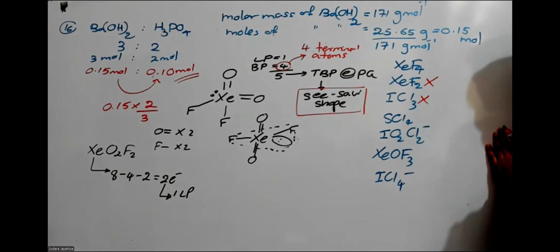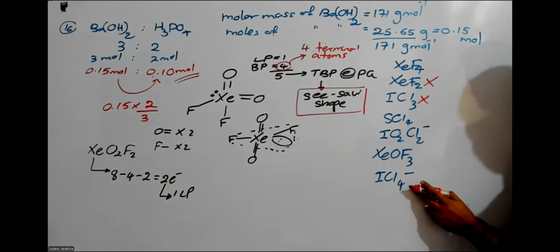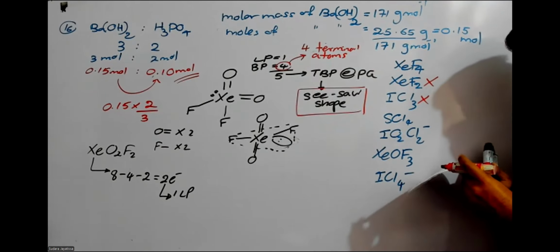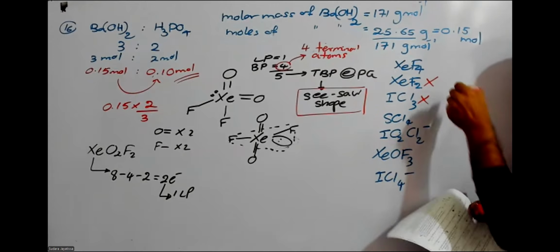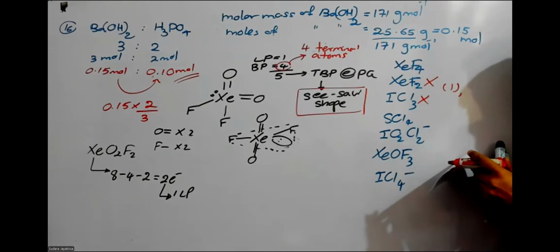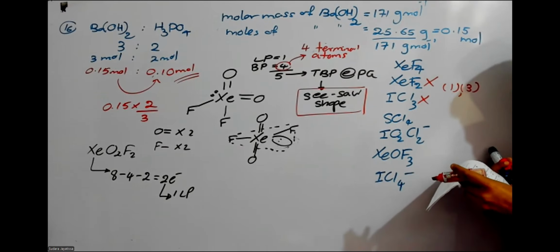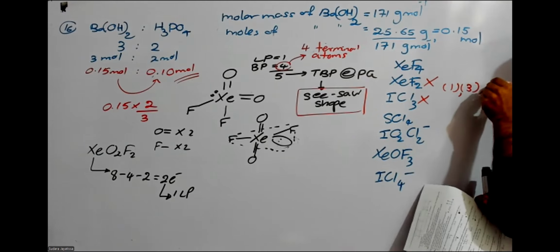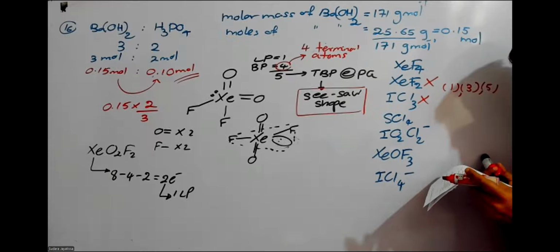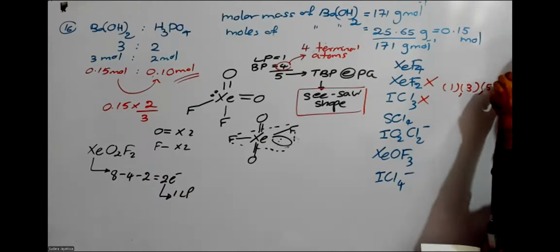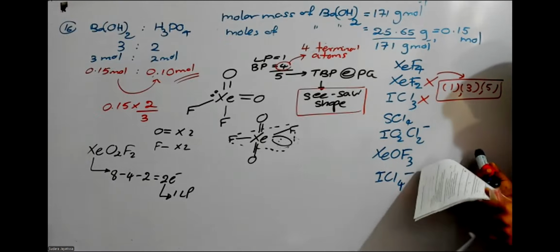This is also not going to be seesaw. This is okay, this is okay, and this is also okay. Now you can eliminate 2 answers: the answers containing XeF2 and ICl3. So answer 1 is wrong, answer 3 is also wrong, and answer 5 is also wrong. You're getting lucky. So these answers are wrong because of these molecules, right? So don't try to draw them.